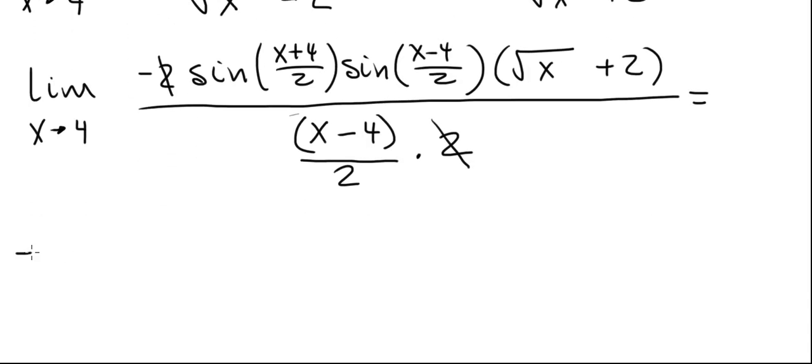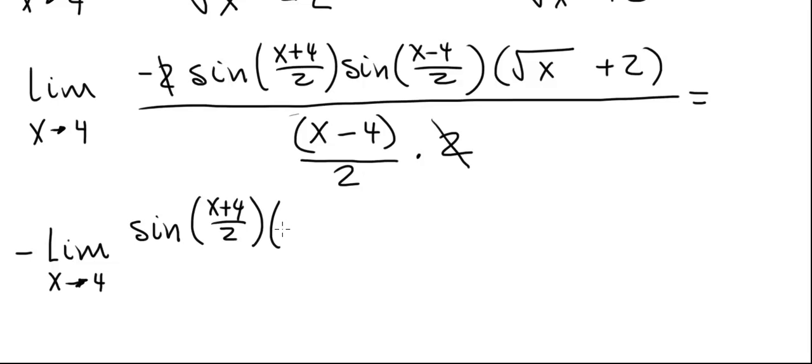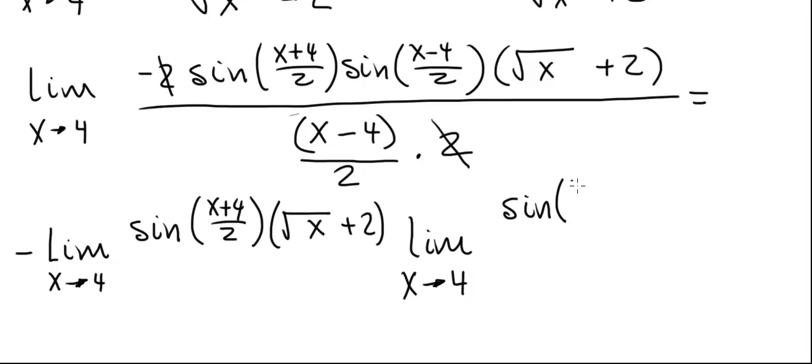We have a minus in front. We have a limit as x approaches 4 of sine of (x plus 4) over 2 times the square root of x plus 2. We'll take those out, times another limit. The second limit is whatever is left. This is x approaches 4, and what we have left is sine of (x minus 4) over 2 divided by (x minus 4) over 2.